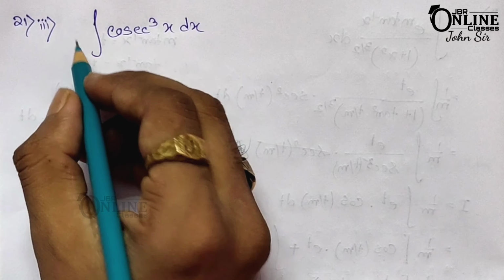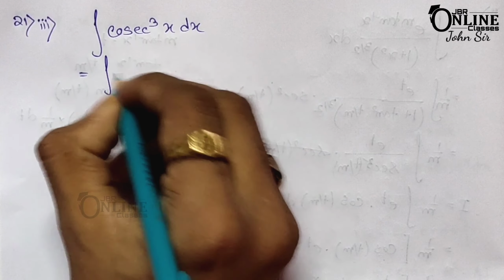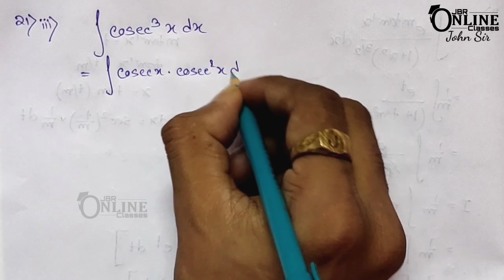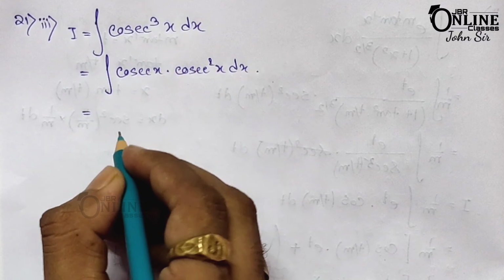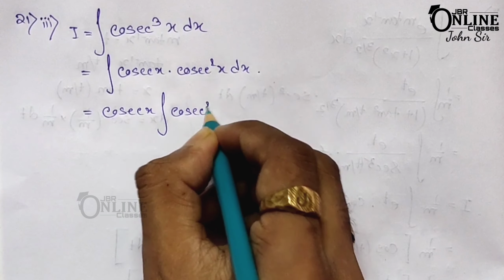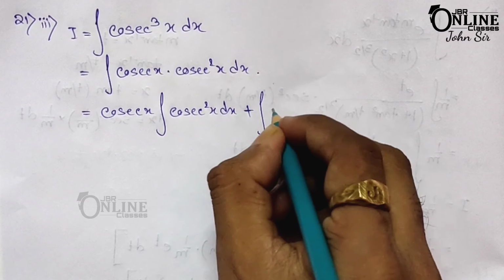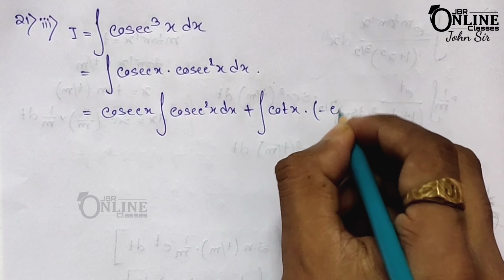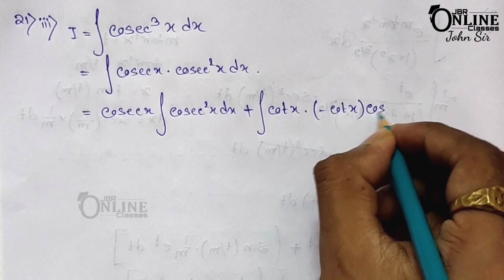Now next sum number 21(3), integration cosec cube x dx. So as here integration cosec cube means cosec x and here cosec square x dx. So now here if you apply by parts, so first write down here cosec x, then integration cosec square x dx, minus d/dx of cosec x, that equals cot x, and integration cosec square x that equals minus cot x. So minus cot x and cosec x.